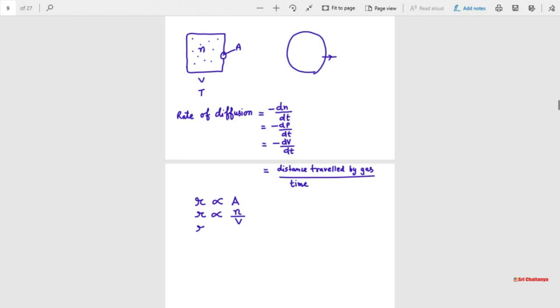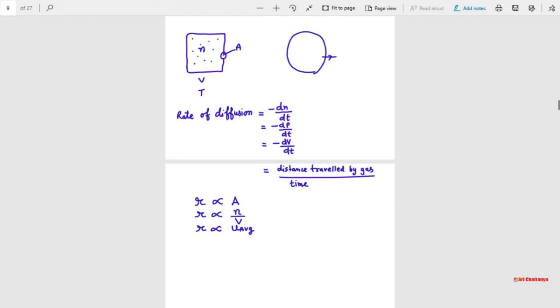And the third factor is, if the particles are moving with larger speed, it is also directly proportional to the speed of the particle. For the system, suppose I am taking the average speed of the system, so I can say that the rate of diffusion is directly proportional to area of cross section, directly proportional to number of particles per unit volume, and directly proportional to U average.